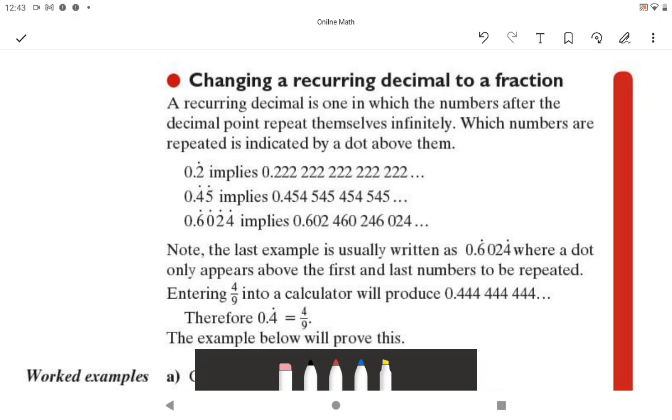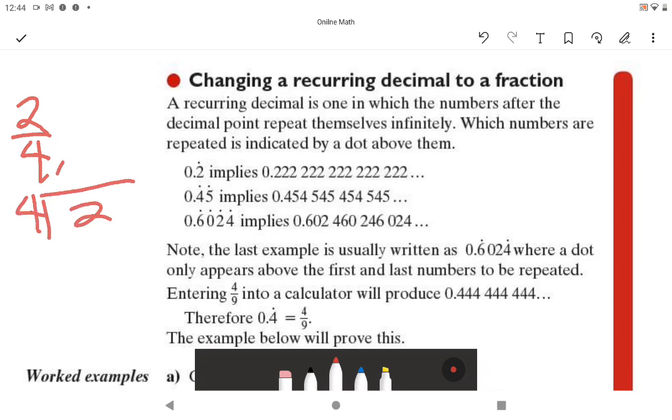Before now, we have talked about converting fractions to decimals. Anytime we convert a fraction to a decimal, it could end in a terminating decimal or a recurring decimal. A terminating decimal means getting an exact answer. If I divide 2 by 4, I will be getting 0.5, right? So this is a terminating decimal.